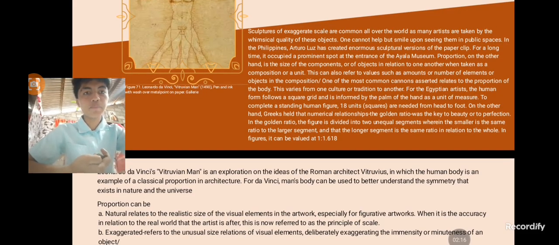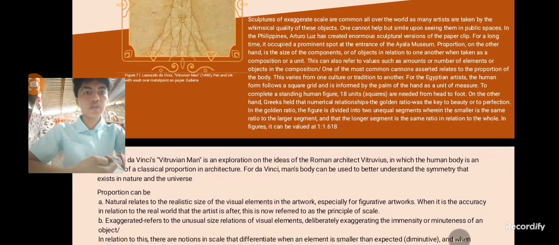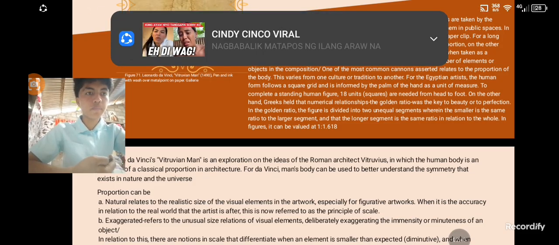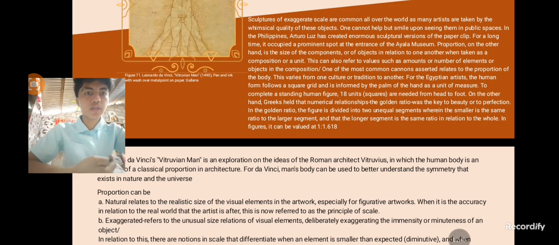On the other hand, Greeks held to a numerical relationship. The golden ratio was the key to beauty or perfection. In the golden ratio, the figure is divided into unequal segments, wherein the smaller is in the same ratio to the larger segment, and the longer segment is in the same ratio in relation to the whole figure. It can be valued at 1.618.